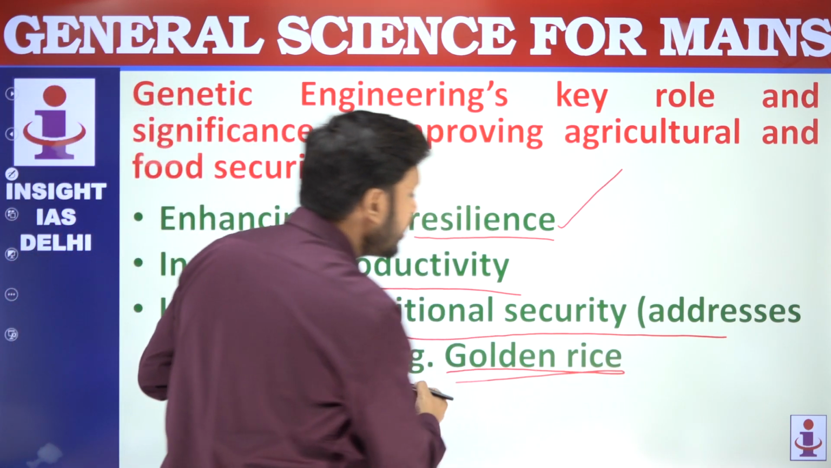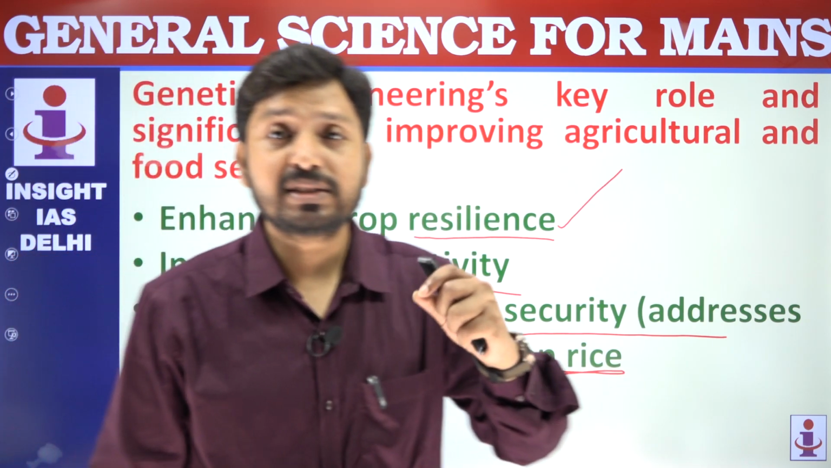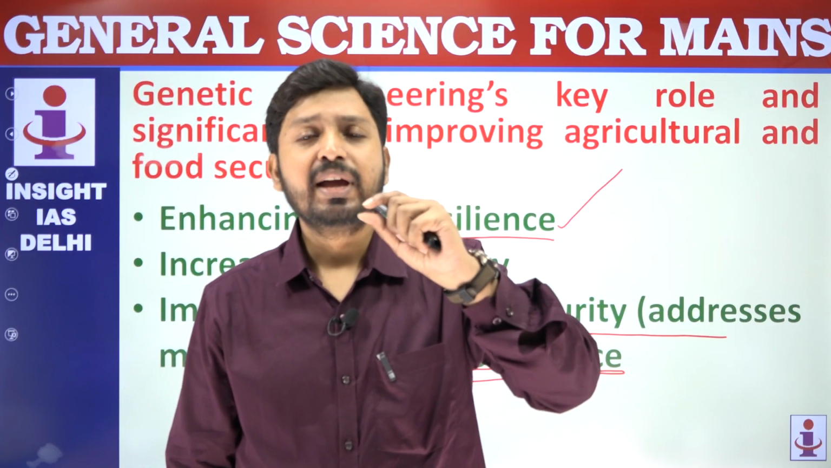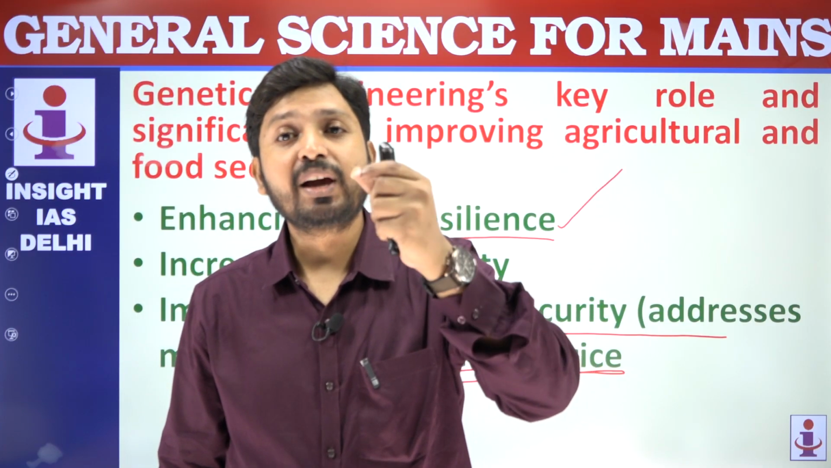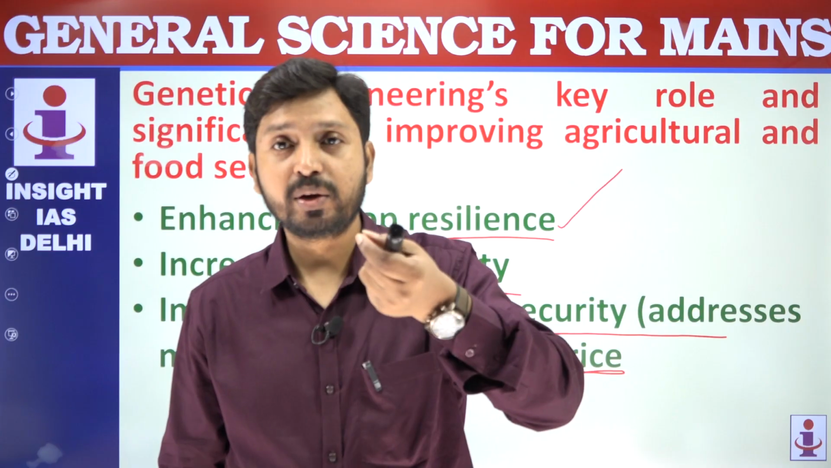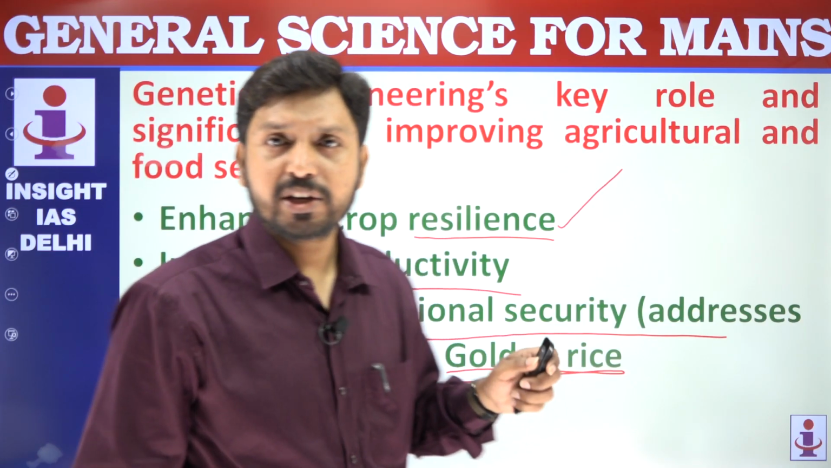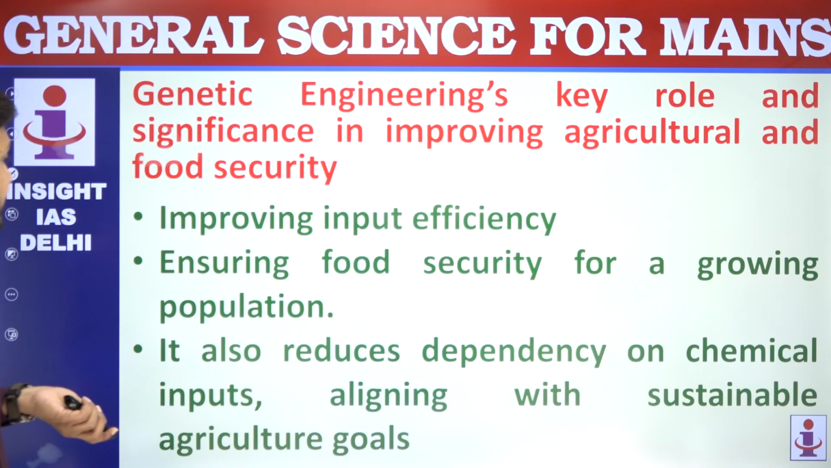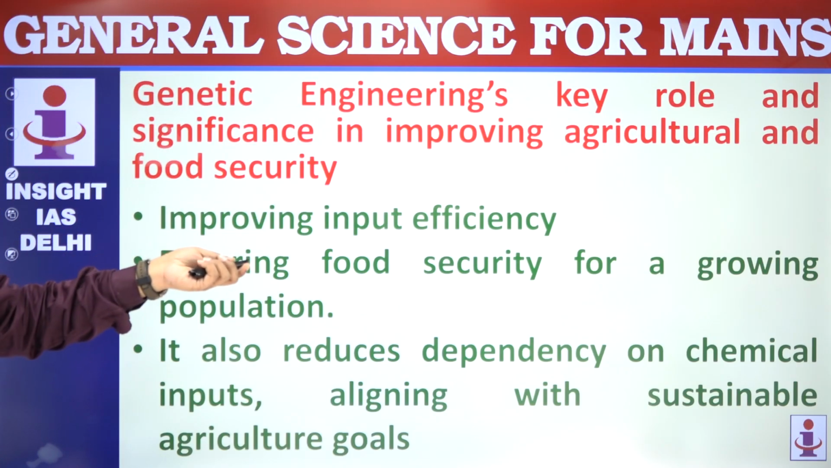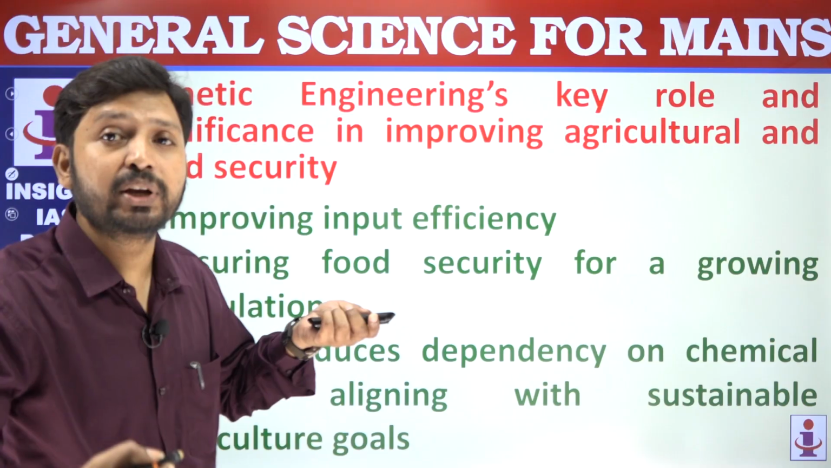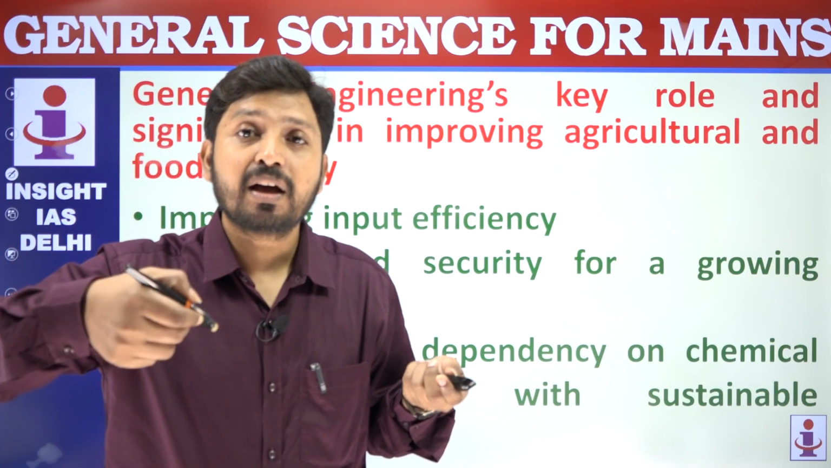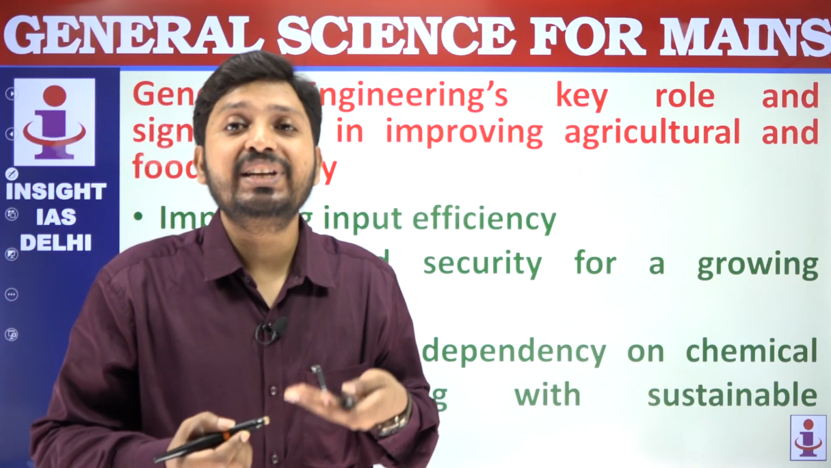The example I have given here is golden rice, because in golden rice we are producing beta carotene. That is very helpful for preventing some eye-related disorders or issues, right? Apart from that, it is also helpful in improving input efficiency: whatever inputs we give, these plants can use them in an efficient manner.